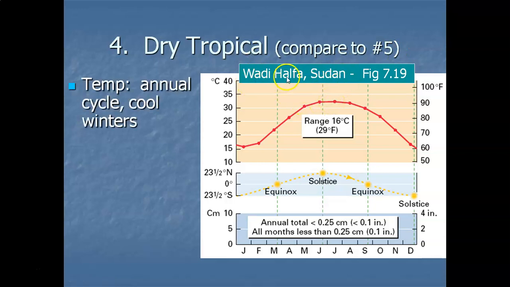Here we are in Sudan. This is our weather station in Wadi Halfa in Africa, in the Sahara Desert, actually. And if you just kind of saw where we were on our hypothetical continent, we had just finished out the climates for the tropics. So we're right on the fringe of the tropics. We're kind of moving out of the tropics.